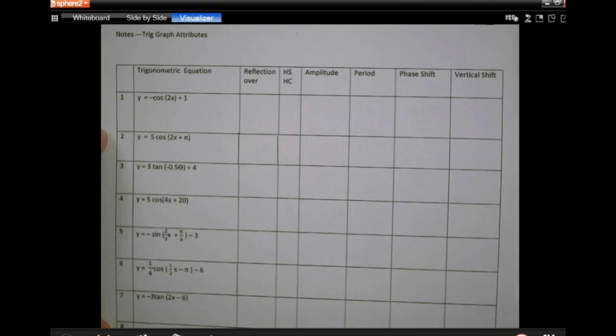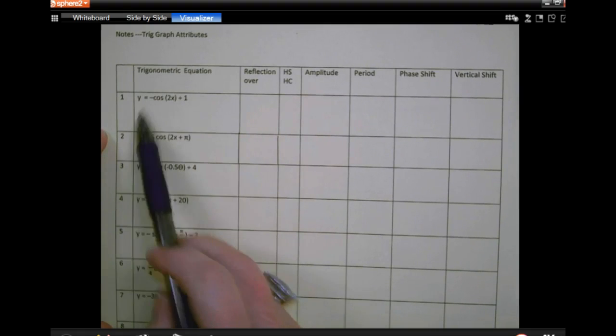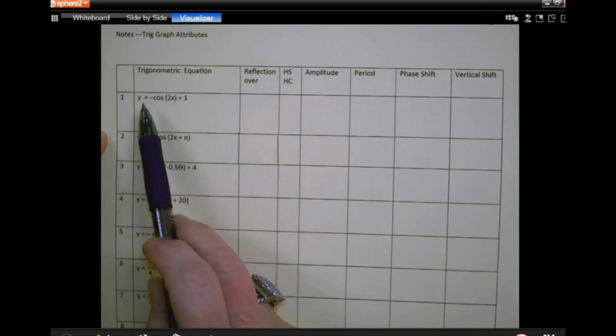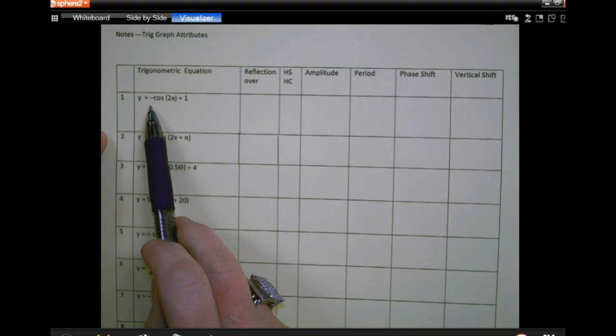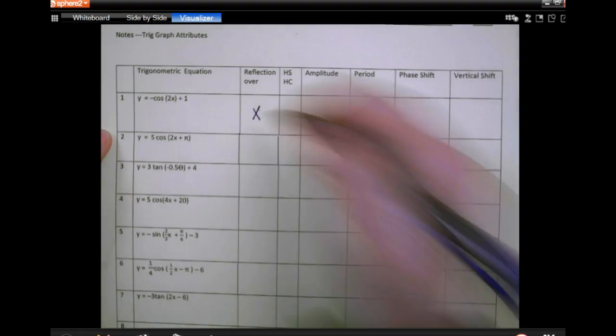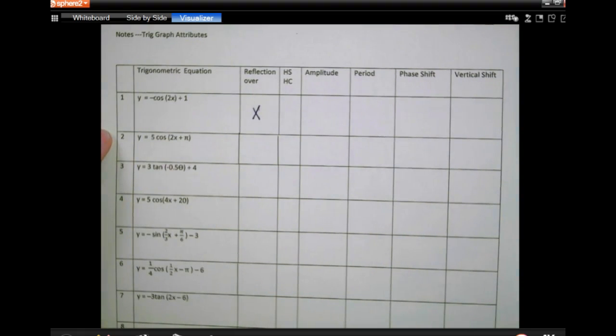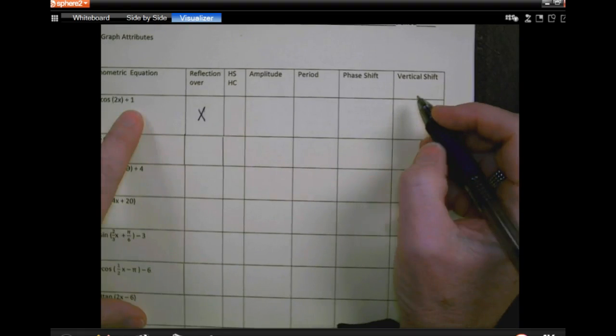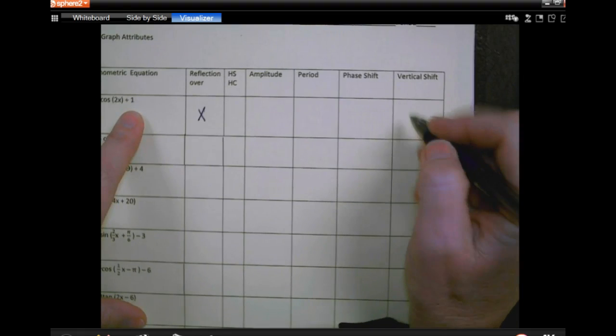Okay, so I'm going to review one more time. So if I look at the very first equation, first of all, a negative on the outside, that's a reflection over the x. So the next thing that is easy to fill in is the vertical shift, right? Because that comes from outside the parentheses, so I'm one up.